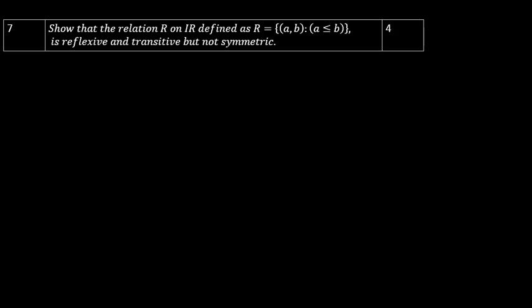Show that relation R on ℝ. This ℝ, what is written? It is real numbers only, because for relation also we are using symbol R. So here we have written ℝ. Show that the relation R on real numbers defined as R equals set of (a, b), where a is less than or equal to b, is reflexive and transitive, but it is not symmetric.